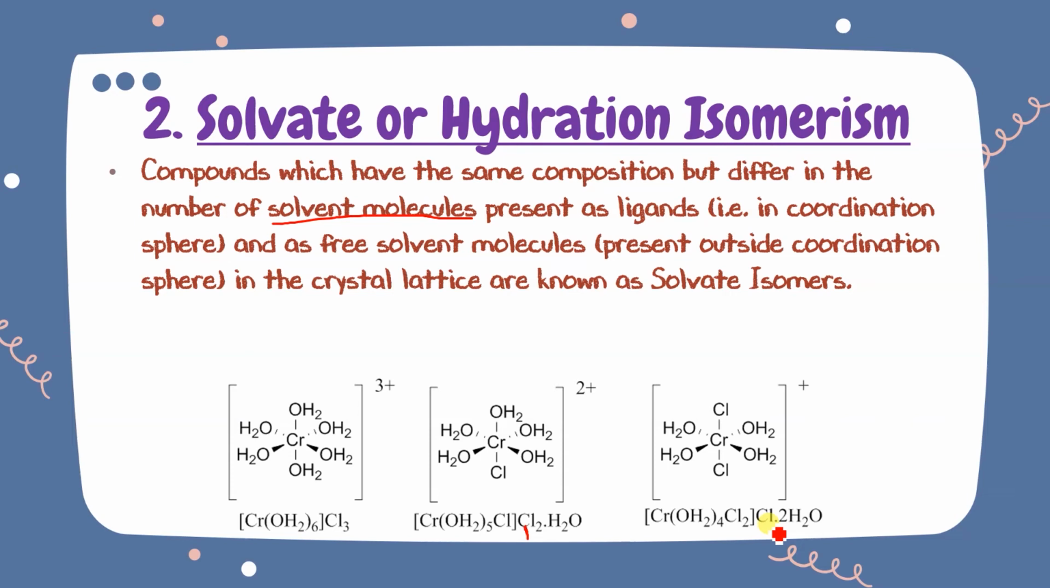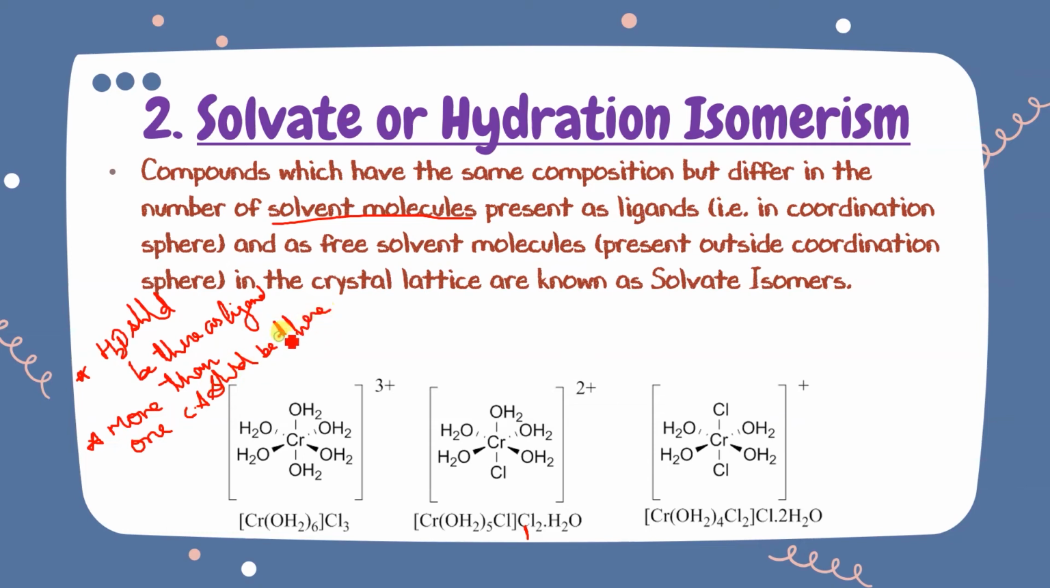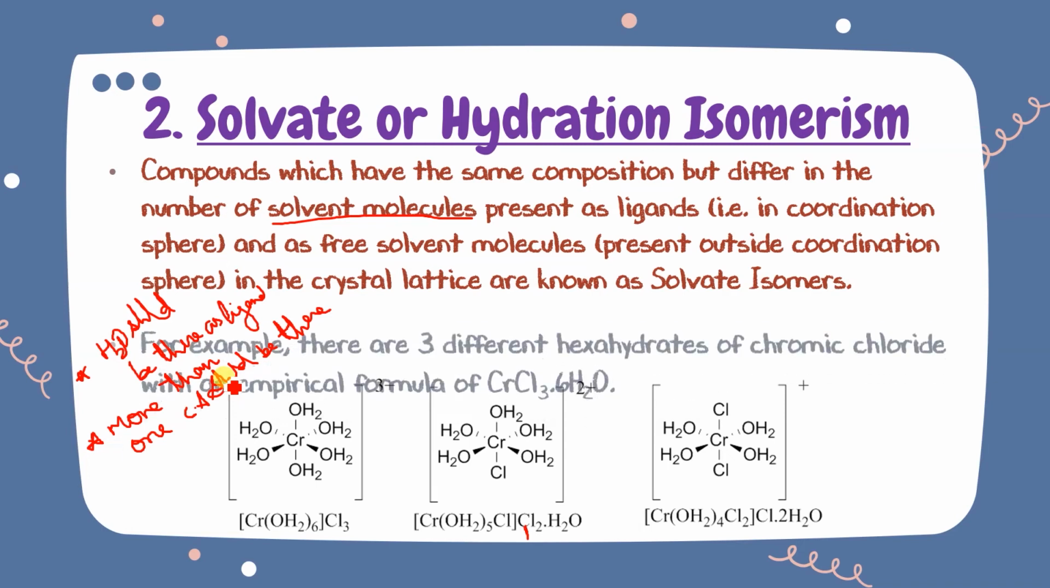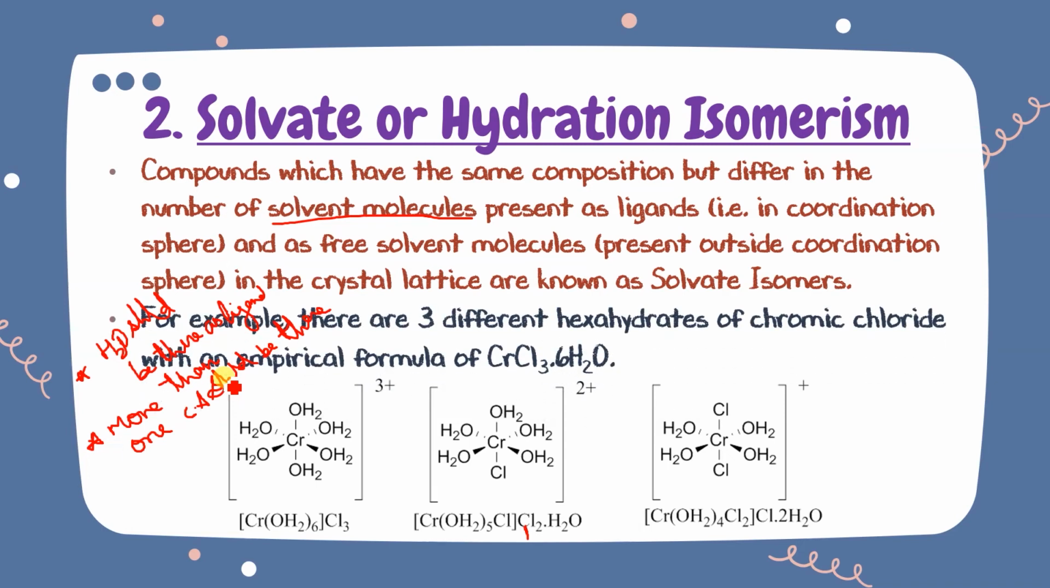The two things important you have to learn. Let me write here. So here I have written two important points, that H2O should be there as a ligand, and next point, more than one counterion should be there. तभी solvate possible होगा, otherwise solvate or hydration isomerism is not possible. For example, this is an animation problem, so let it be.